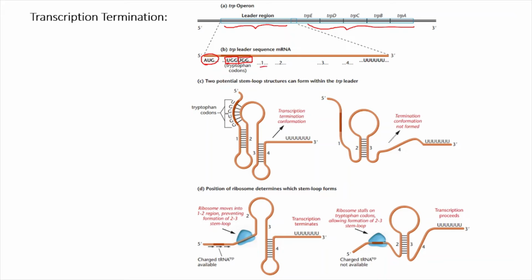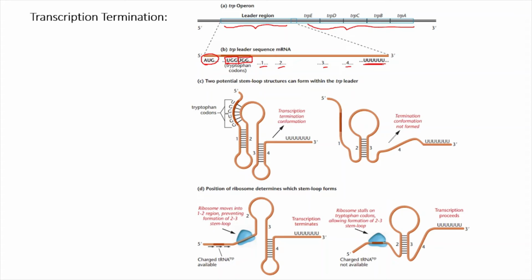Then you have sequence region 1, then 2, then 3 and 4. So there are 4 different sequence regions present in the tryptophan leader sequence, and then you have a string of 6 U's in the leader sequence at the 3' end. So this is the sequence of the mRNA which is transcribed from the leader region of the DNA.